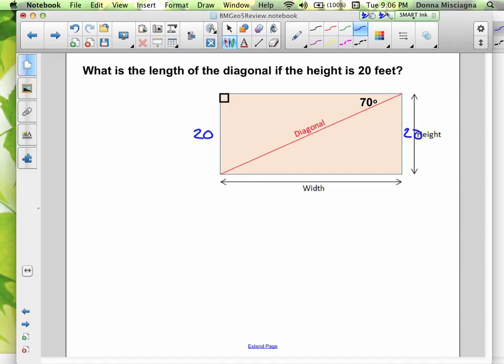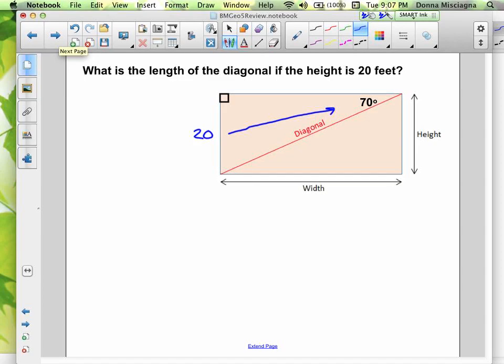If you're going to use the 20 here, then this angle here, where I put an X, is not 70 degrees. It's not very well drawn to scale, but it would be 20 degrees, right? 90 minus 70 would give us 20. However, I'm going to use the other side. So I'm not going to use that one. I'll use this one instead.